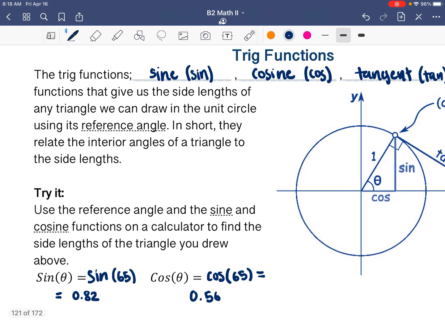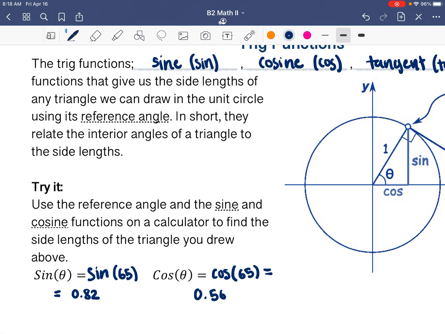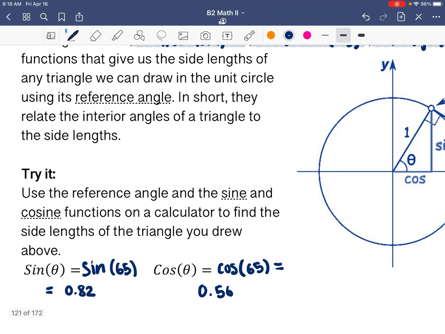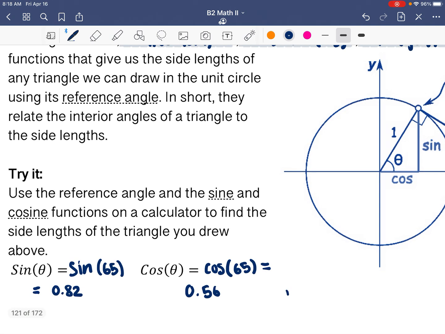A little note for you at home, if you are getting funky values when you plug in things with sine, it might be because you are in the wrong mode. So you might have to find the mode on your calculator and switch it to, actually, let me just double check here. It needs to be in degrees. So just make sure that your calculator is in degrees and not radians.